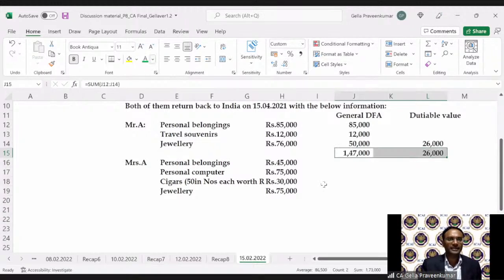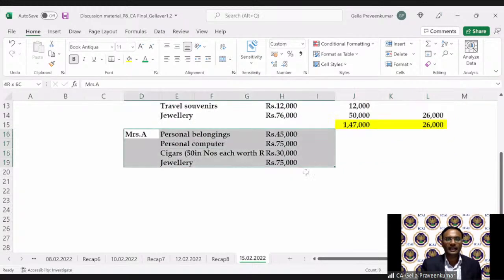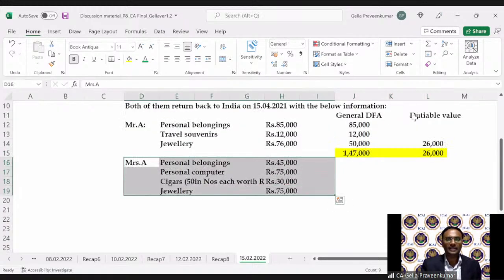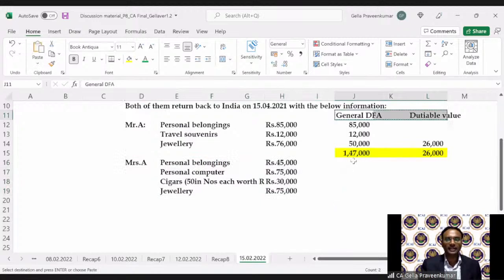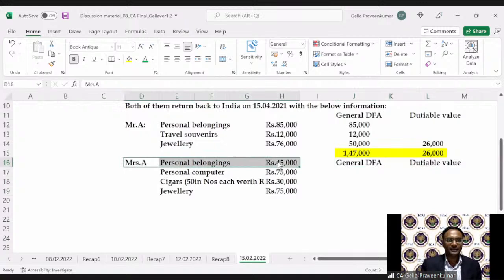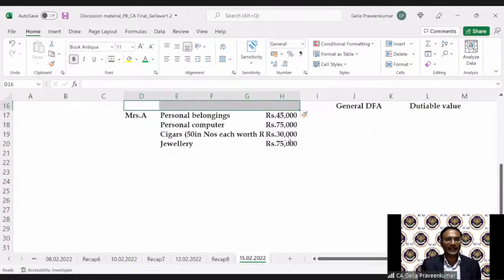Next, for Mrs. A, can someone tell me how much is the general and how much is duty free allowance? How much is dutiable? For Mrs. A.